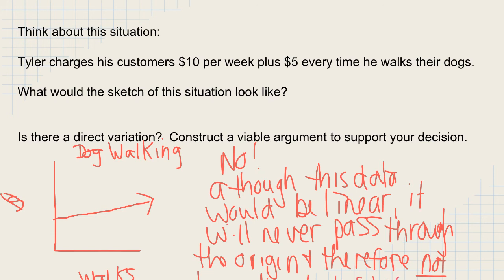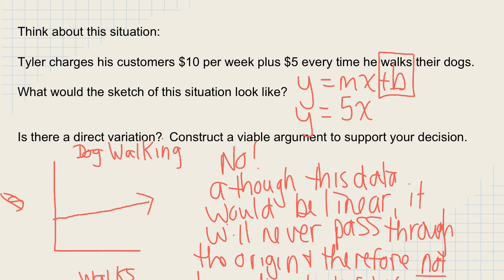So this is one of those cases where we would actually have the y equals mx plus b equation. This whole lesson we've kind of ignored this plus b. That was how we adjusted things. So actually, the equation for this would be he's going to charge $5 for every walk. That's our multiplier. And $10 per week.